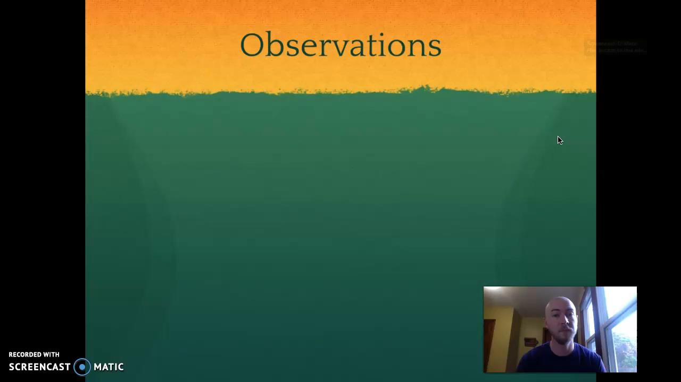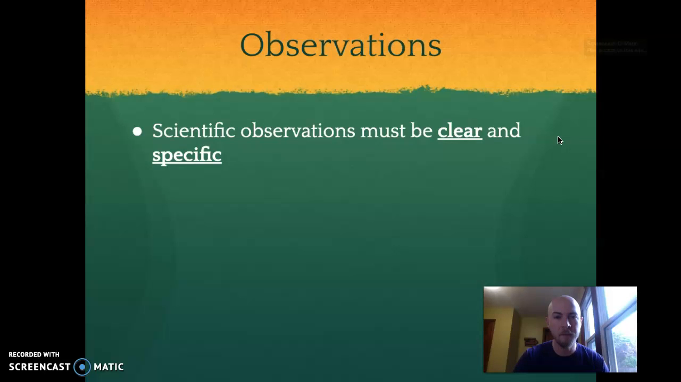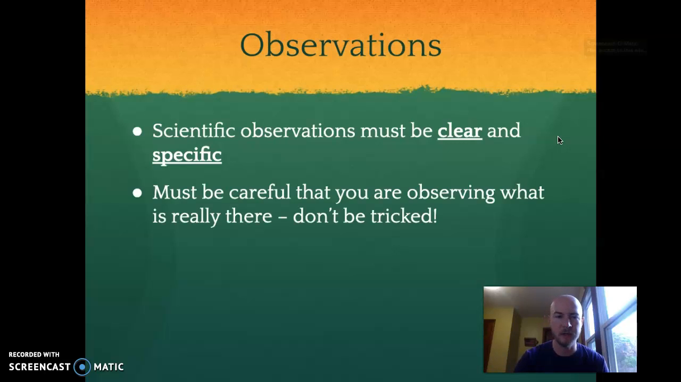All right, so one way that science knows was through our observations. So to talk about this a little bit, when we make observations with our 5 senses, again, sight, taste, touch, hearing, and smell, we want to make sure we're clear and specific. We'll oftentimes be fooled in science, and we want to make sure that whatever we're observing is really there and we're not being tricked.